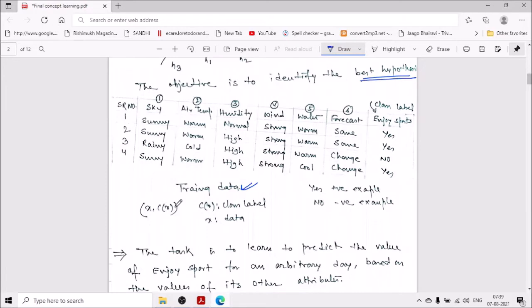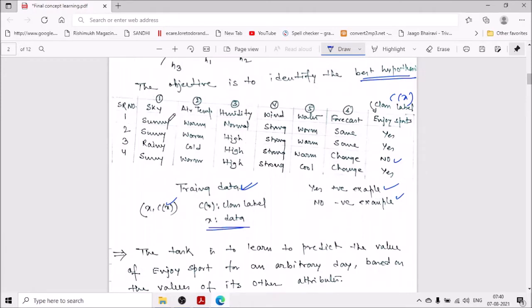Inside the data, there are two parts, the X part and the C(x) part. The X part is the data with the six attributes, and the C(x) part is the class label. Yes means the person enjoys the sport, so it is a positive example, and no means it is a negative example.